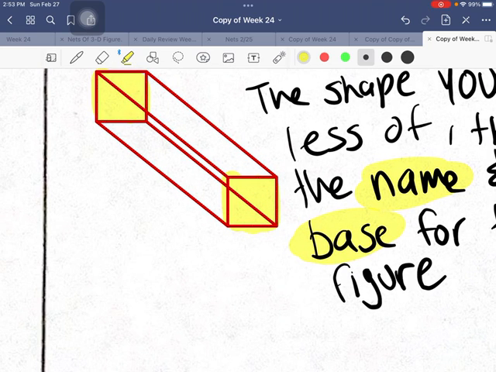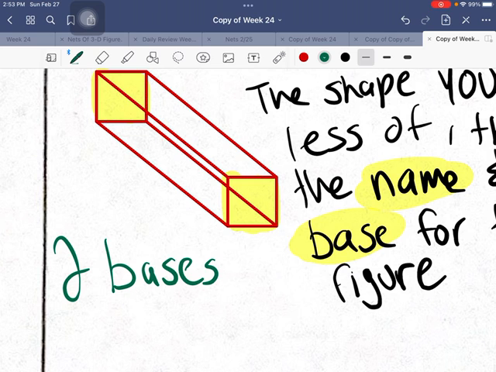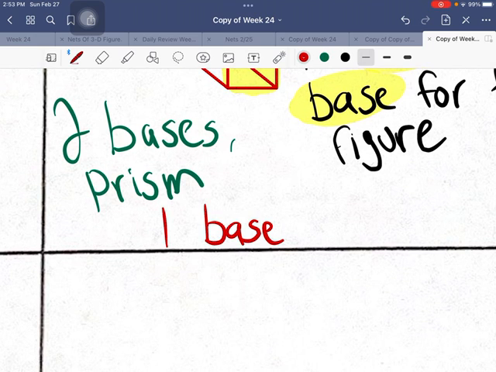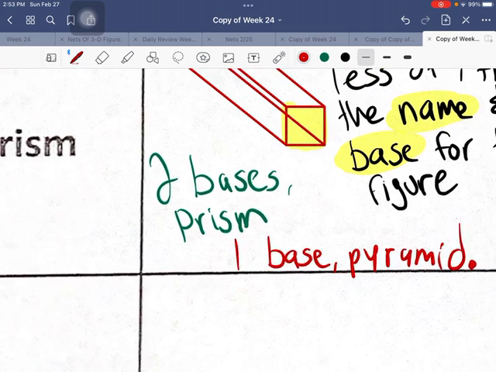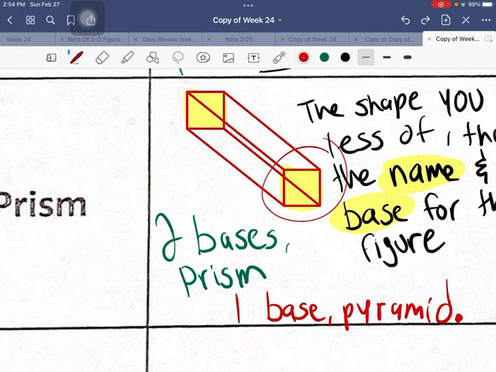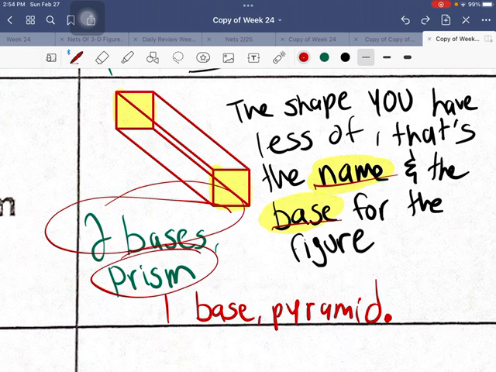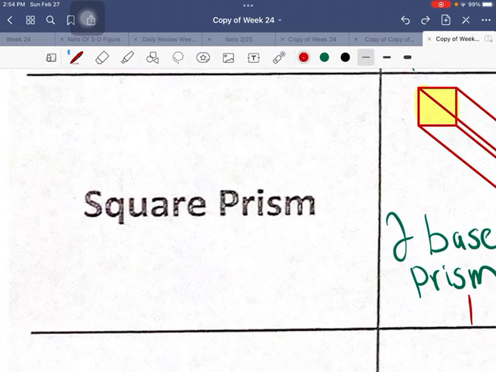And when you have 2 bases, it is a prism. When you have 1 base, it's a pyramid. But ahorita todavía no, we're not going to focus on pyramids. We have 2 bases, una, dos. That means it's a prism. Remember, when you have less of, that's the name of the base. What we have less of, it's a square. And when we have 2 bases, it's a prism. And that means it's a square prism.